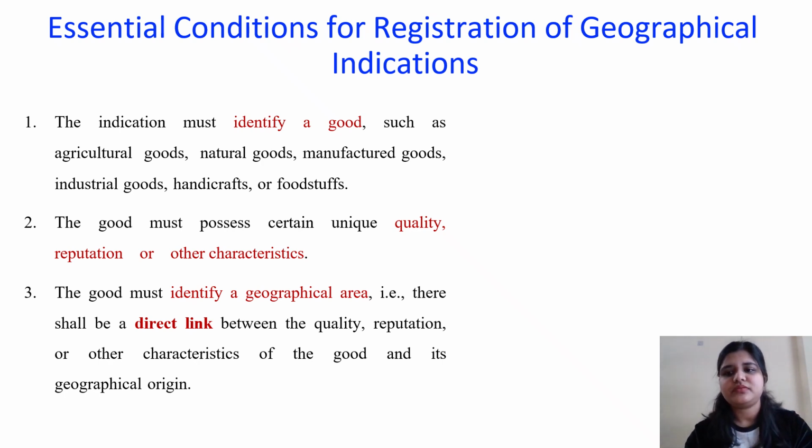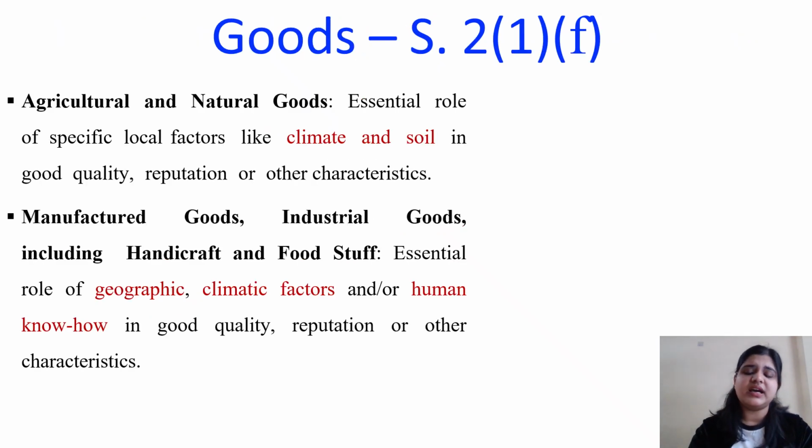where the good is originated or manufactured. Now we will look into the definition of goods. Goods is defined under the GI Act under Section 21F. By now we know that there are five types of goods: agricultural goods, manufactured goods, foodstuffs, natural goods, and handicraft. Agricultural and natural goods have local factors like climate and soil because they originate from nature.